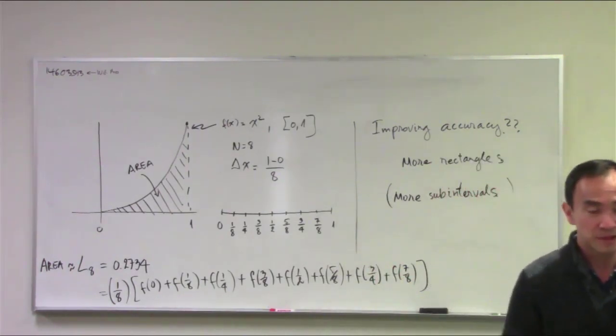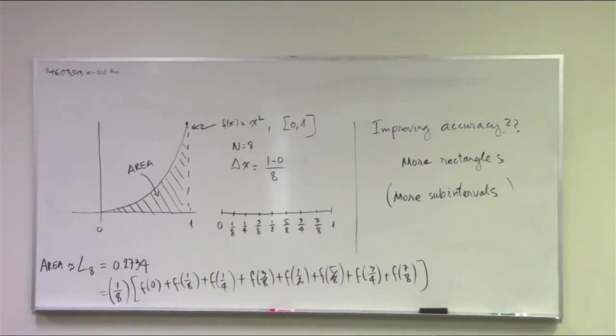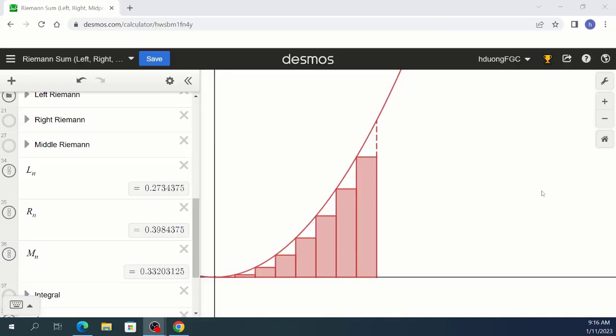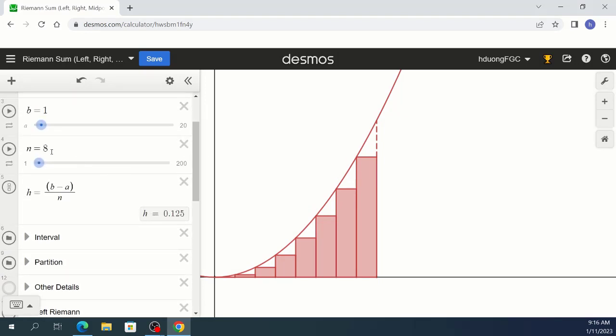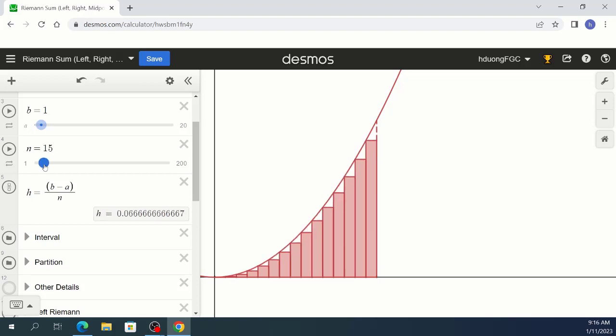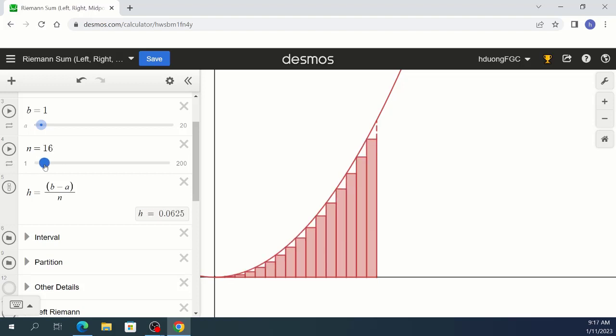So let's observe the picture over here. On my picture, I'm going to simply slide the slider over here. You guys can see that right here we are at 8. So I'm going to purposely slide. What do you guys think? 16? Okay. We're going to go 16. So from 8 over here, I'm going to double that amount. You see how the rectangles changed? We got a lot more rectangles now.